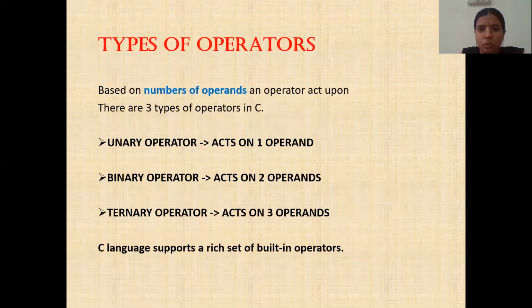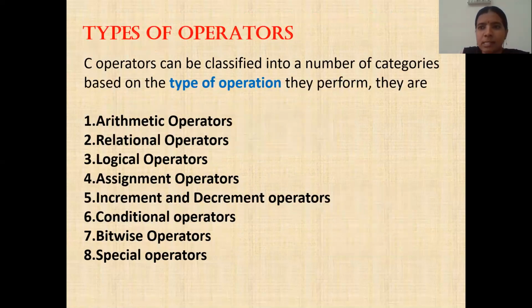We now have a look at the types of operators provided by C. Language C supports three different types of operators based on the number of operands used in an operation. So unary acts on one operand, binary acts on two operands, ternary acts on three operands. C is a language which has a large built-in set of operators. And according to the type of processing happening, the operators are divided into arithmetic operators, relational operators, logical operators, assignment operators, increment and decrement operators, conditional operators, bitwise operators, and special operators.